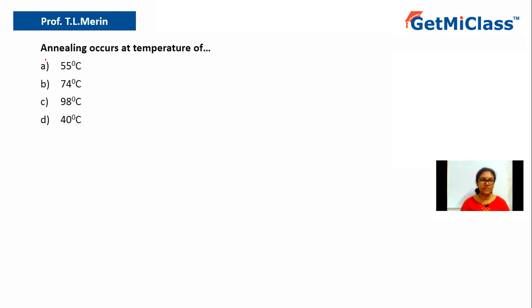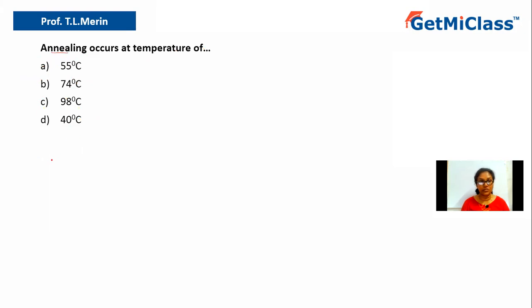Let's solve this question which says annealing occurs at temperature of option A 55 degrees Celsius, option B 74 degrees Celsius, option C 98 degrees Celsius, and option D 40 degrees Celsius. So let us understand the question. The question says annealing occurs at the temperature of. So they are asking at which temperature annealing will occur.